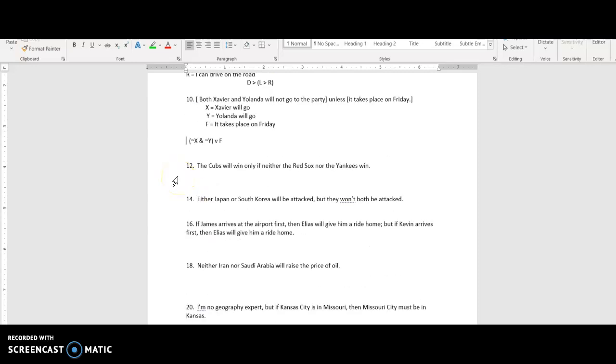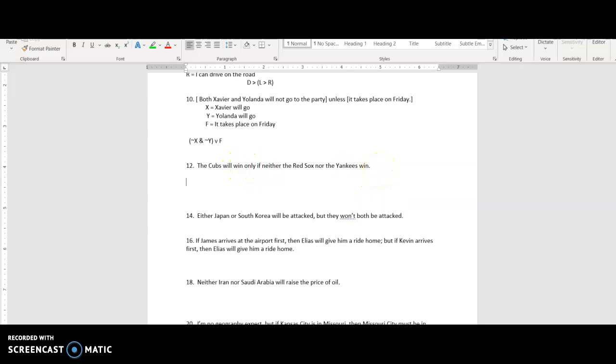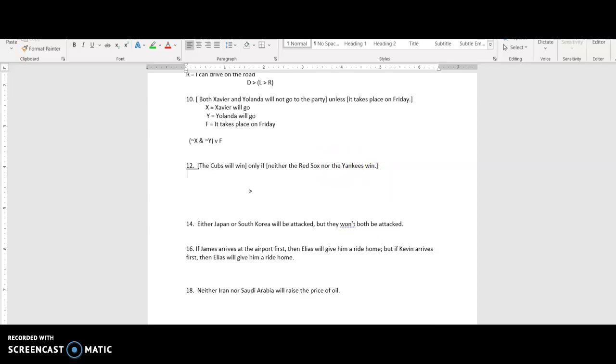All right, number 12. Cubs will win only if neither the Red Sox nor the Yankees win. Okay, so only if here is the main operator, and we've already talked about how we symbolize that by just dropping in the horseshoe for only if. So whatever comes before only if goes to the left of the horseshoe, and whatever comes after only if goes to the right. All right, Cubs will win is the first one. Let's call that C. And that's on the left here, so it's going to be C conditional.